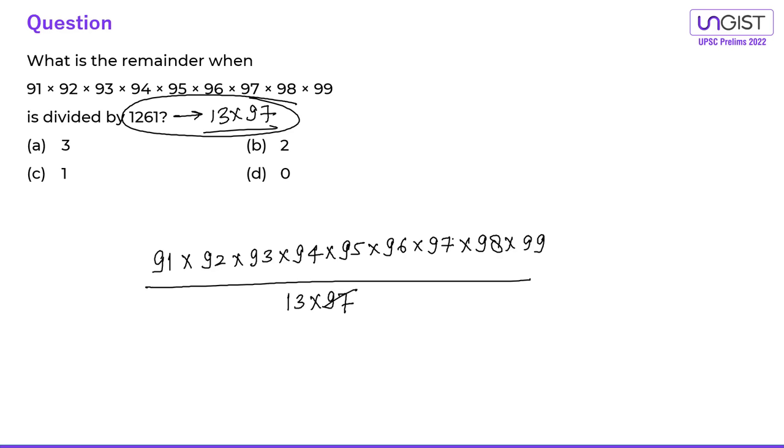So 97 and 97 cancel, 13 sevens are 91, right? So here the numerator part is a multiple of the denominator part. So obviously the remainder will be zero, right? The numerator is a multiple of the denominator. So the remainder is zero, right everyone? So the answer is zero, clear? Okay, now let's move to the next question.